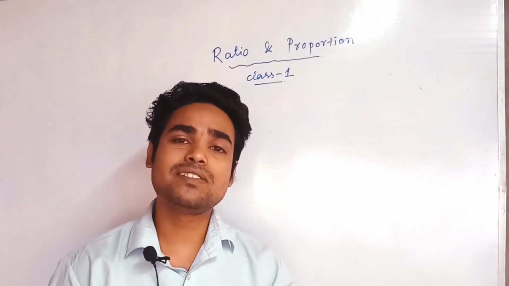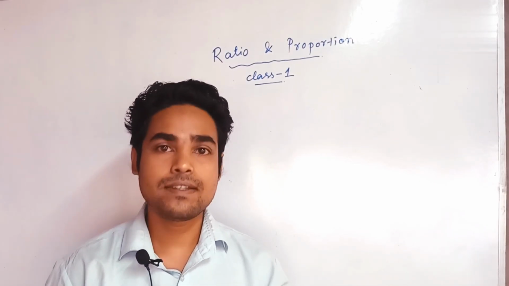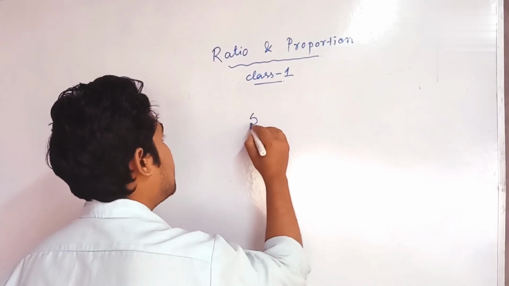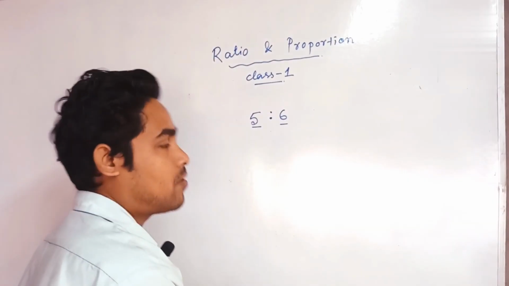First, you have to understand what is ratio. Suppose your height is 5 feet and your friend's height is 6 feet. The ratio of your heights is 5:6. This is the ratio. This is called ratio.